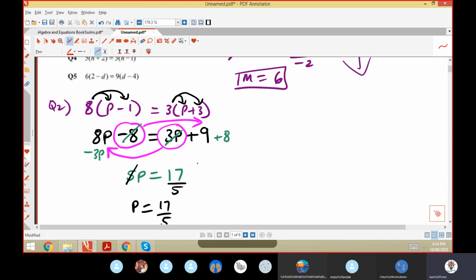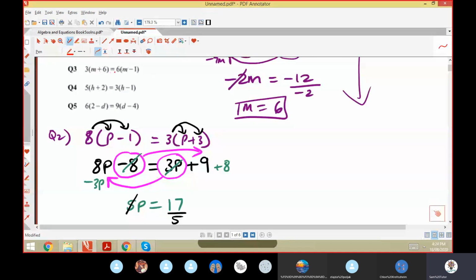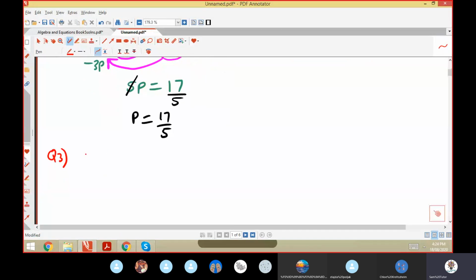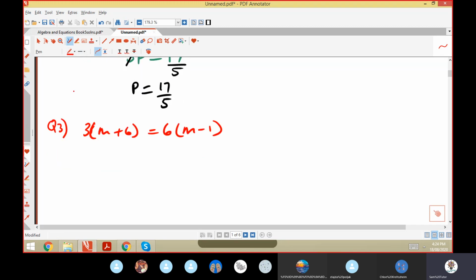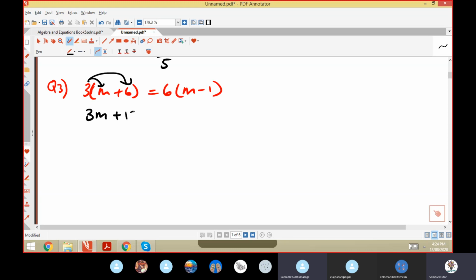All right. Question 3. Let's try that. Who wants to try question 3? 3 bracket m plus 6 equals 6 bracket m minus 1. Who wants to see if they can understand this one? I'll do it. Go ahead. So you would do 3m plus 18, equals 6m minus 6.